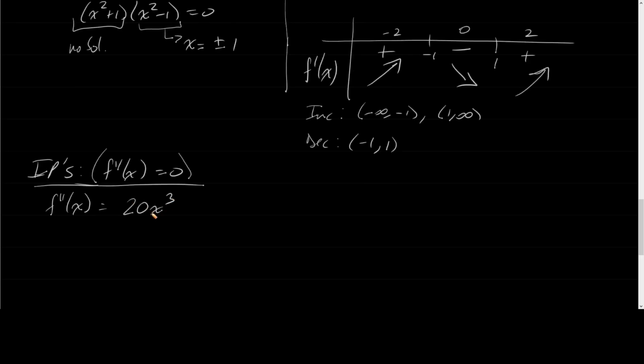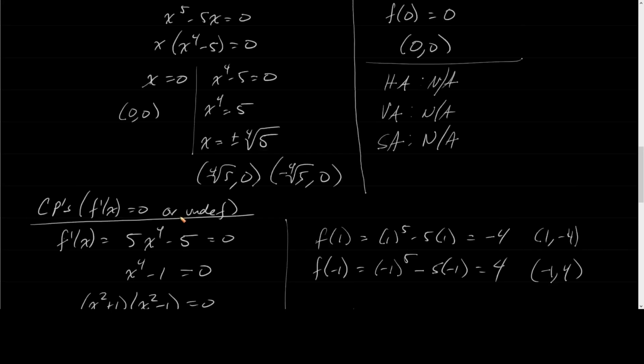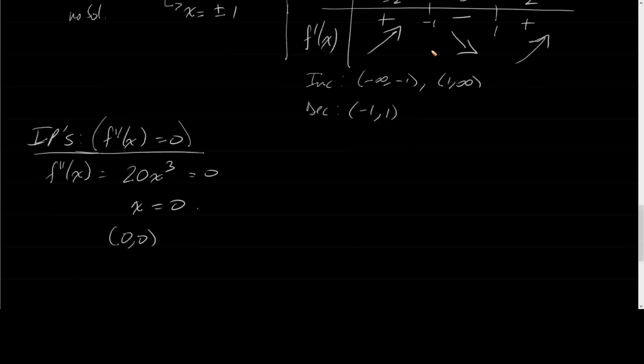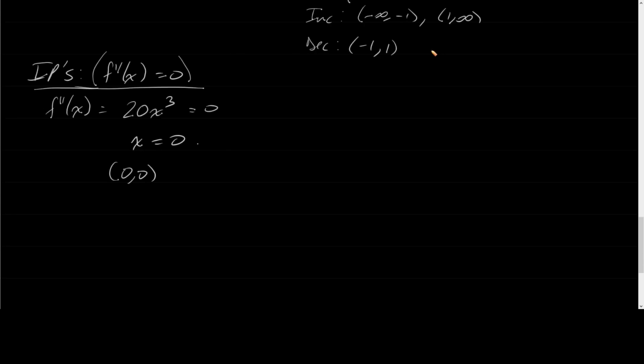And that's it, 20x to the third. And if I set that equal to 0, I end up with x equals 0, which gives me the point (0, 0). I already knew that because I calculated that before, right? When I plug in 0 into the function, I plugged it in here. Well, I found it there, and I also checked it over here. All right, so that's the inflection point, (0, 0).